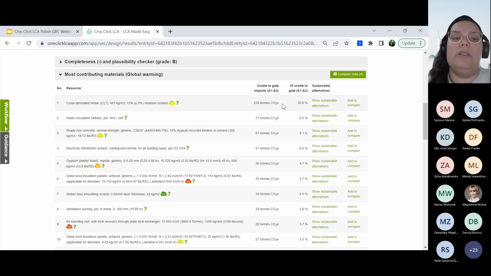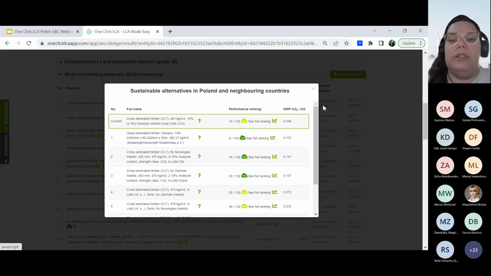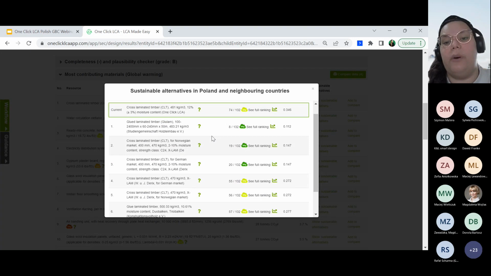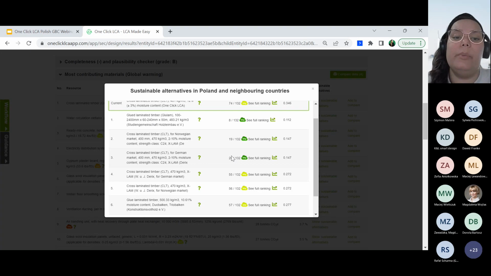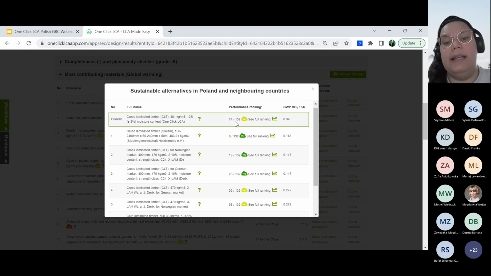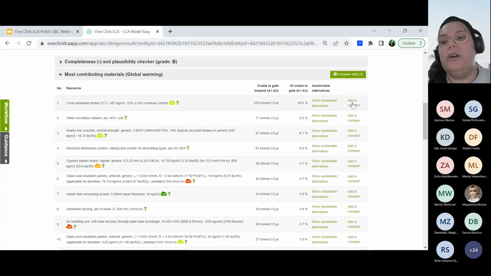So for this cross-laminated timber, which represents 30% of our building, which is made with timber, I could click here and show sustainable alternatives, and then I can see a list of options from a ranking in which we can also benchmark the suppliers. And I can, for example, see if I would like to substitute my selected product for one of them. So I can also benchmark my product choices like this. I can also add it to the comparison feature that we just saw from here.